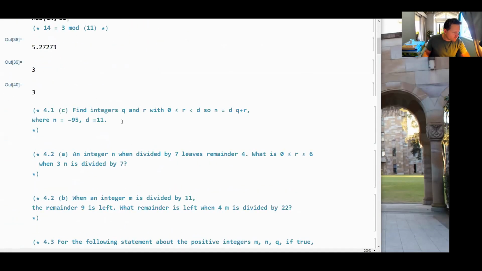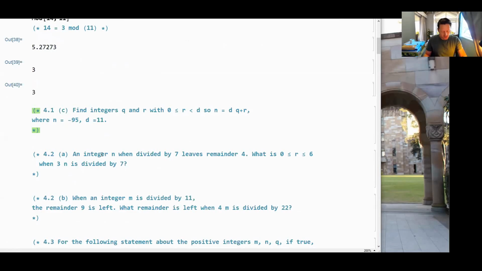So 4.1c, find integers q and r with r between 0 and d. Now this is a less than or equal to there, but this one is strictly less than, so that n is equal to dq plus r. So this is just the quotient remainder theorem. There should exist such integers r and q.